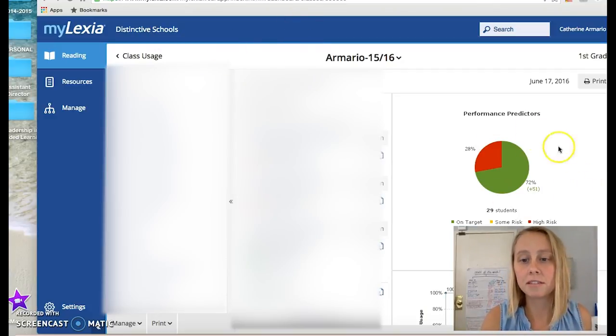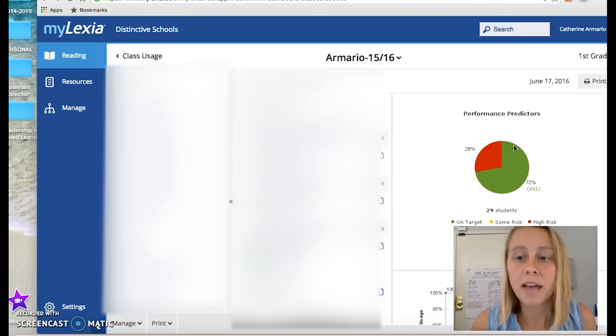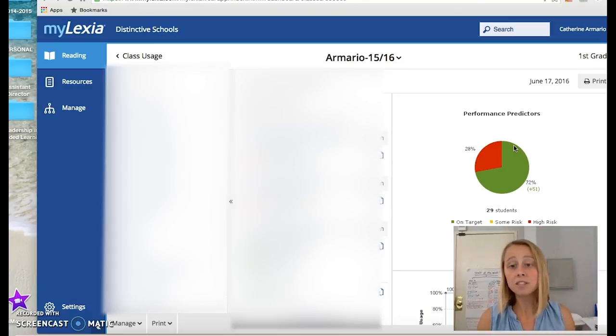I look at this bubble here. What you want is to see mostly green in this bubble. That means the students are predicted to meet their end of the year goal by the end of the year. So when you're planning towards the beginning of the year and this is not so much green, you're really going to want to look at those kids and see how you can get them to green.